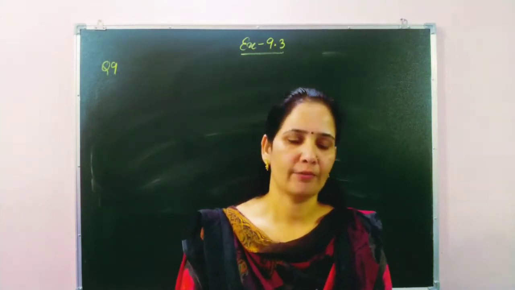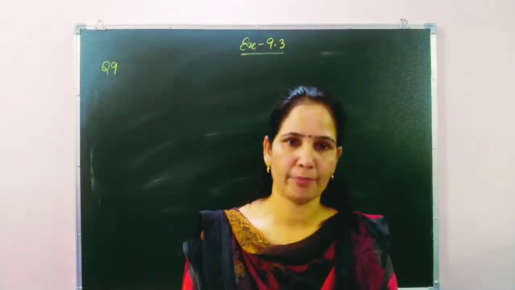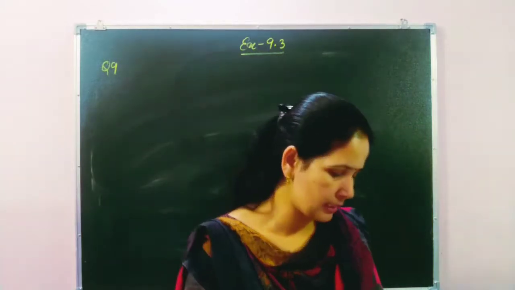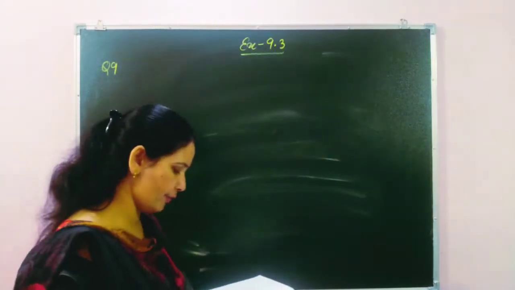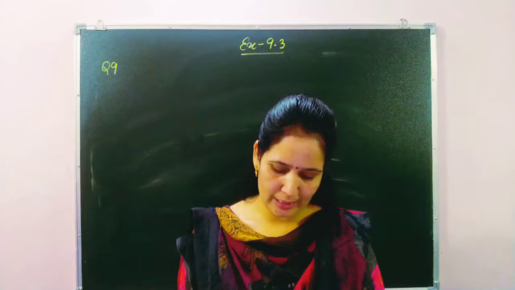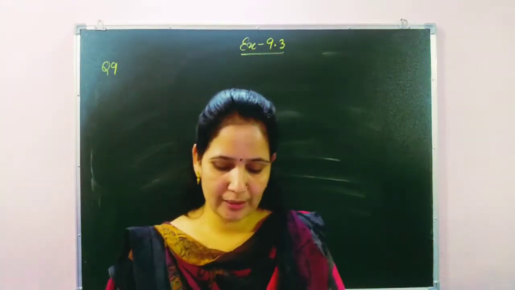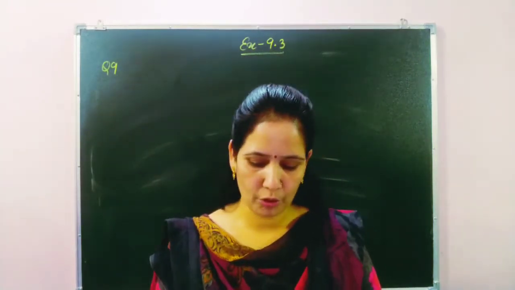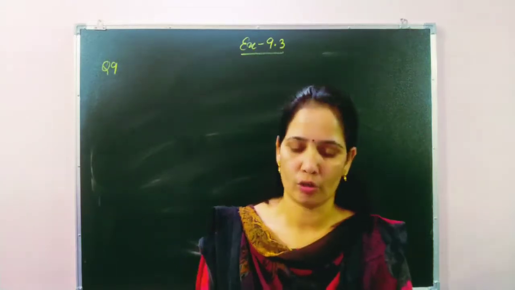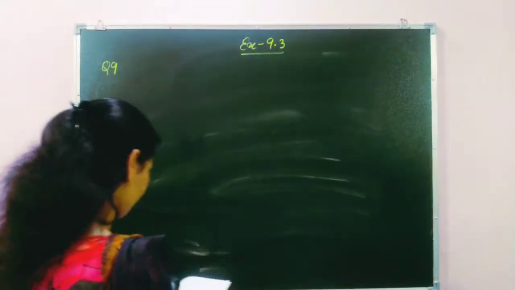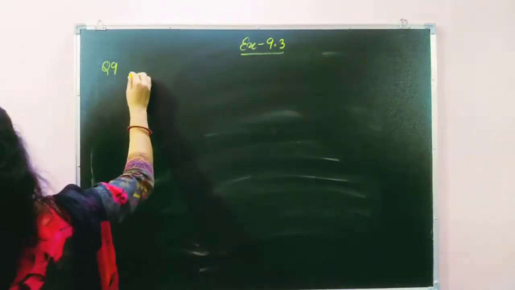So let's start. We are going to start with question number 9, because till question number 8 we have already discussed. Question number 9: a dealer marks his goods 20% more than the cost price and offers a discount of 10%. Find gain or loss.